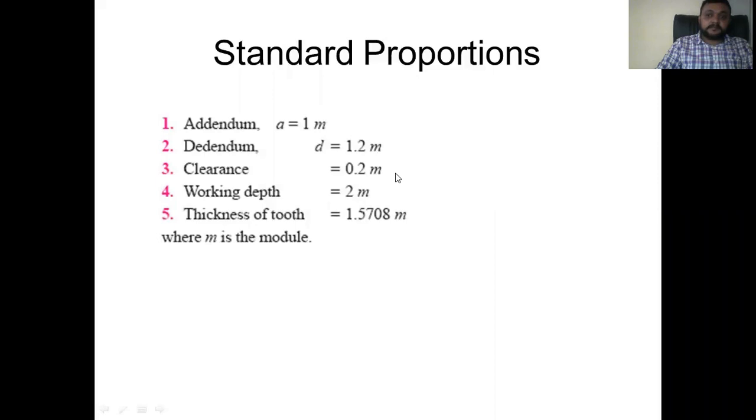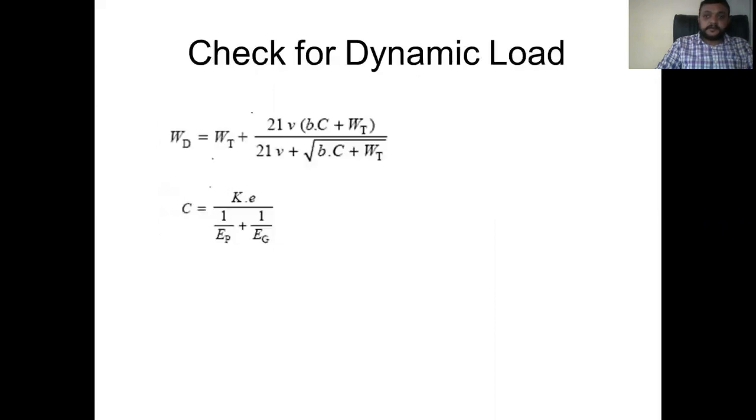And these are the standard proportions: addendum, dedendum, clearance, working depth, and thickness. You can easily find them out, where M is the module. And for checking of the design under the dynamic load, the same equation is used as in the spur gear. If C is not given, you can easily calculate it from the modulus of elasticity of the pinion and gear material. And if it is given, then you can directly use the C in this equation as we have used in the previous example.